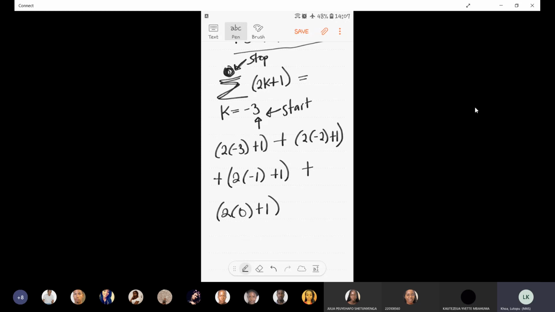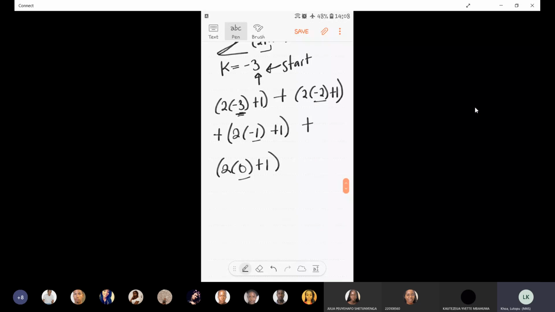So you can see the k, I started with -3. So everywhere you have k, you will substitute that value. Here I have k in only one place, but you may have other summations where k appears more than once in the expression. That means you still substitute k everywhere you see k, right? So -3, then -2, -1, and 0.